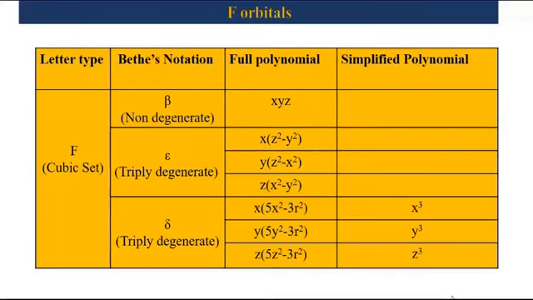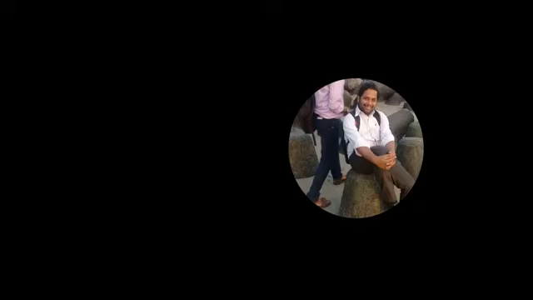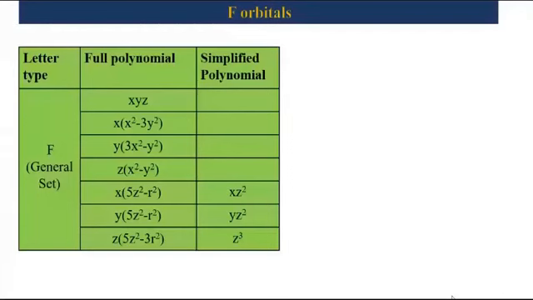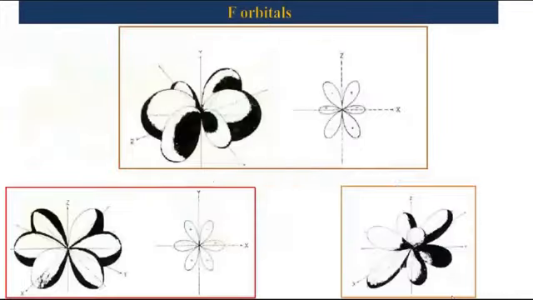So in the cubic set, they have given the notations that there are two triply degenerate sets and one non-degenerate. Triply degenerate means 3 orbitals. So total 3 plus 3 plus 1, so it is 7, right? And the orbital names are x cube, y cube, z cube, x z square minus y square, y z square minus x square, and x y z. Like this way, their polynomial is there. And then these are the diagrams. I must say that please work on it. It may come to your exam. Okay.